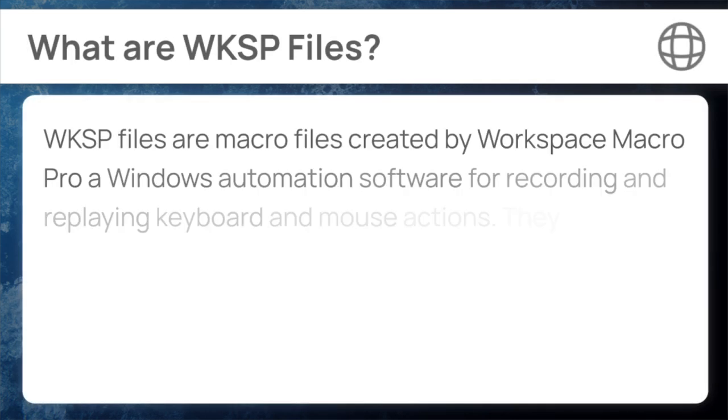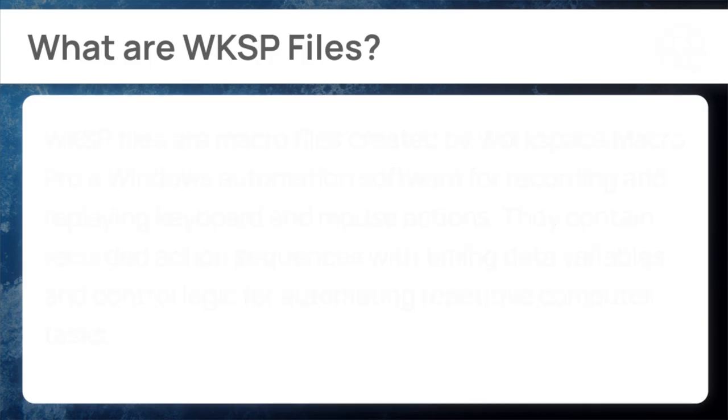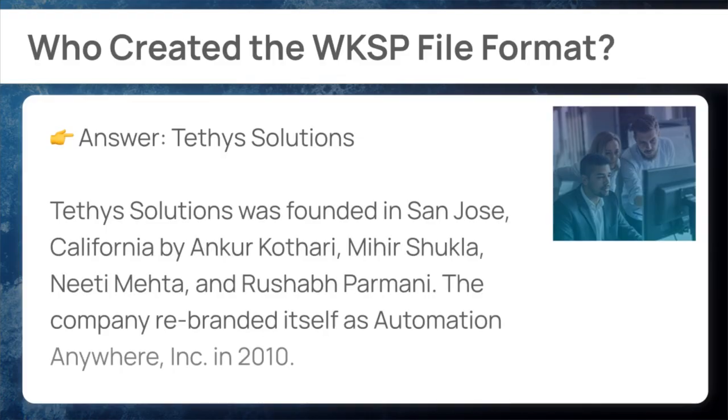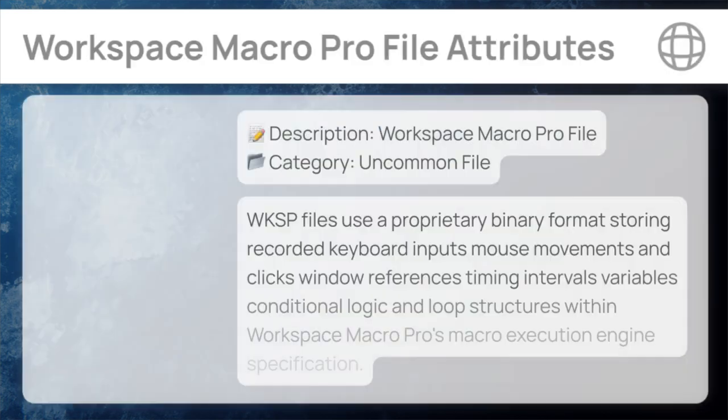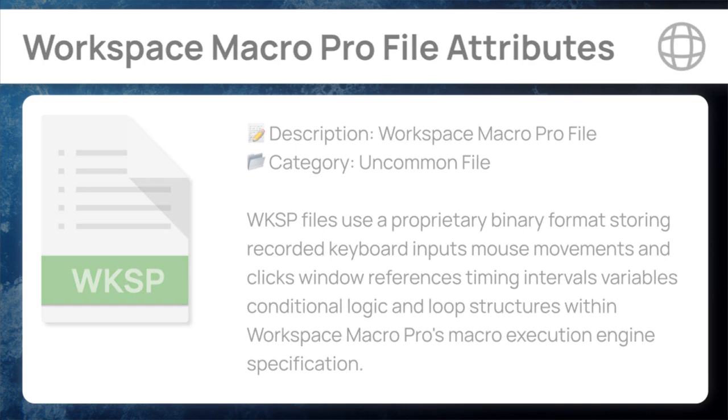WKSP files are macro files created by Workspace Macro Pro, a Windows automation software for recording and replaying keyboard and mouse actions. They contain recorded action sequences with timing data, variables, and control logic for automating repetitive computer tasks. WKSP files use a proprietary binary format, storing recorded keyboard inputs, mouse movements and clicks, window references, timing intervals, variables, conditional logic, and loop structures within Workspace Macro Pro's macro execution engine specification.